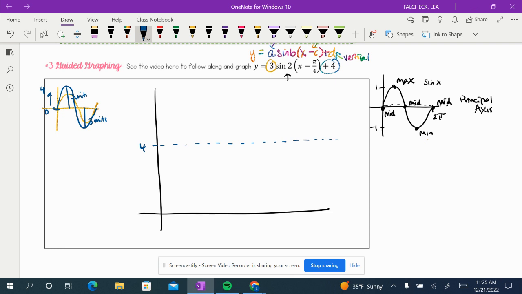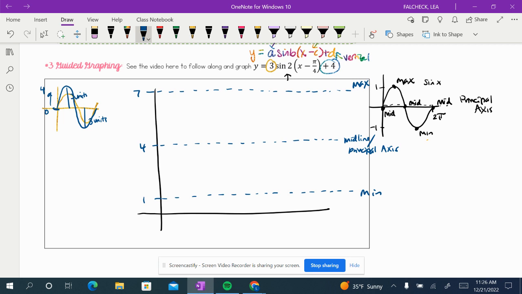Okay, so now our midline is located at 4. We can call this the midline or the principal axis, however fancy you are feeling today, you choose. And then up from the midline, we have a maximum at 7 because that's 3 units up from the midline. And then we're going to have a minimum 3 units down from the midline, and that's going to occur at 1. Think about these like your train tracks, okay? The trig function is going to be sandwiched in between the max and the min, and it's going to be passing through the midline periodically.